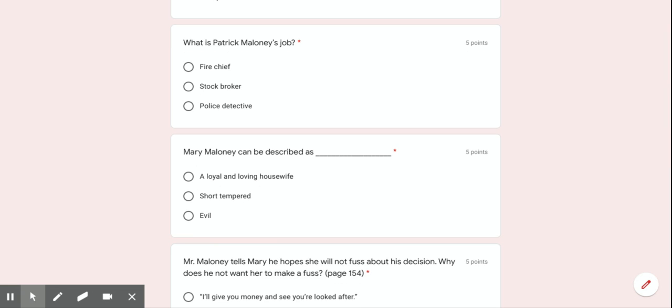Next question. What is Patrick Maloney's job? A, fire chief. B, stockbroker. C, police detective. Next question. Mary Maloney can be described as, and this is the beginning of the story, so how would we describe her? A, loyal and loving housewife. B, short-tempered. Or C, evil.